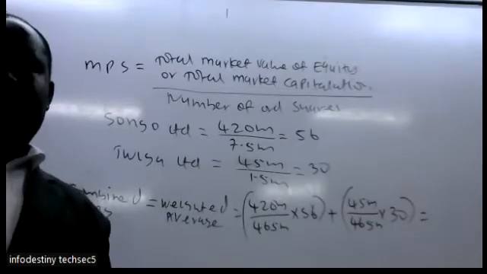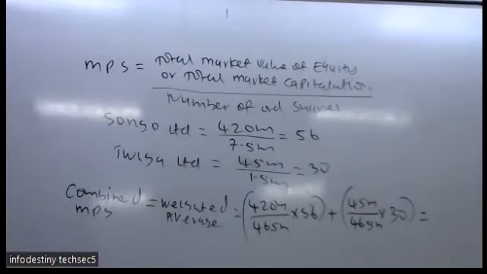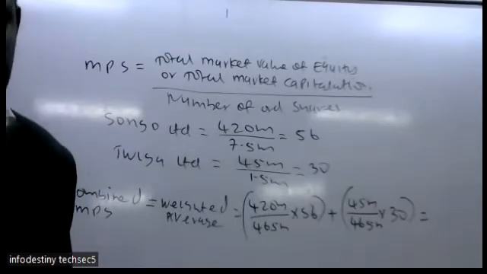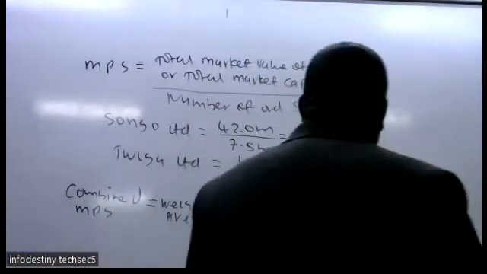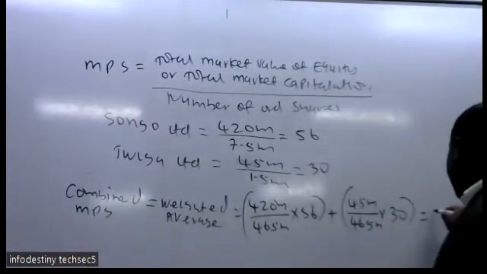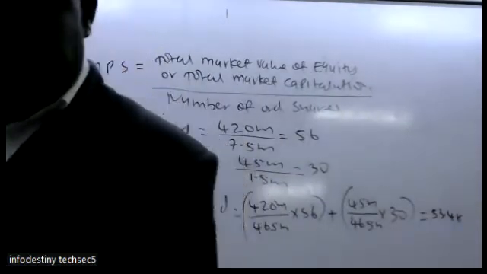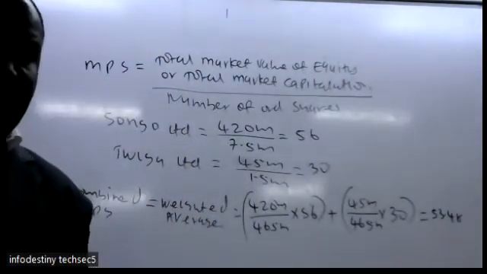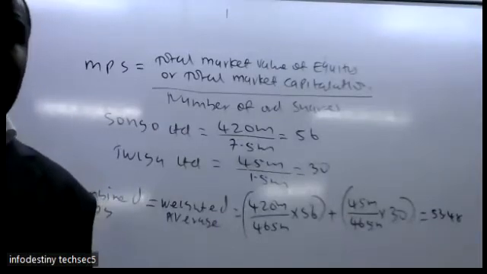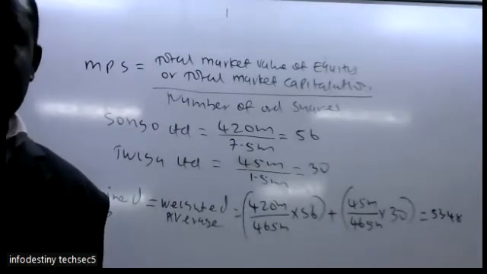So it should be able to give you which figure? 53.48. So that should be the combined price, which is meant to be our Roman letter 1. So we need to go to the Roman letter 2.